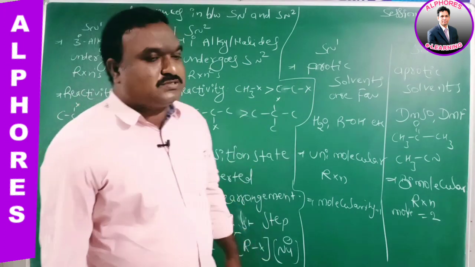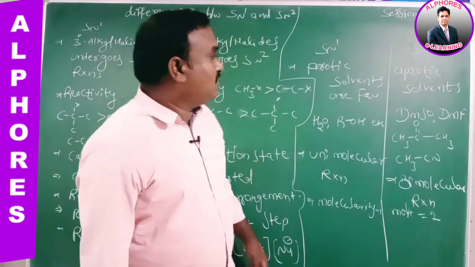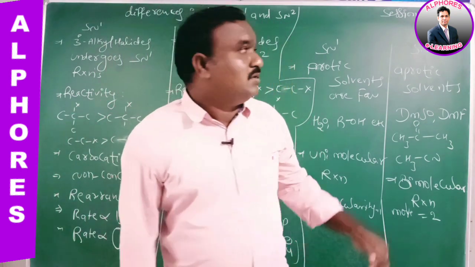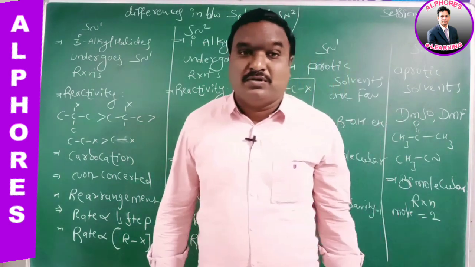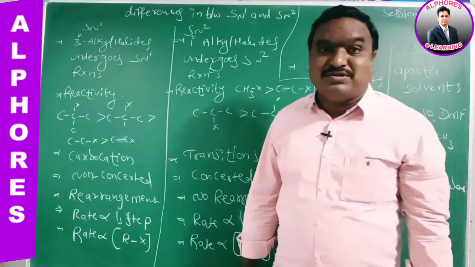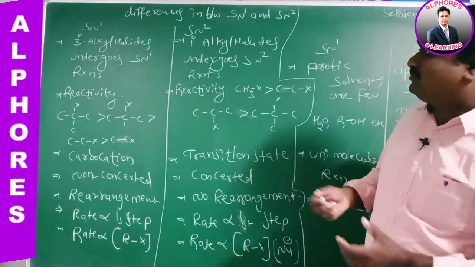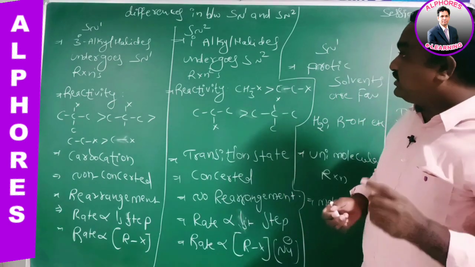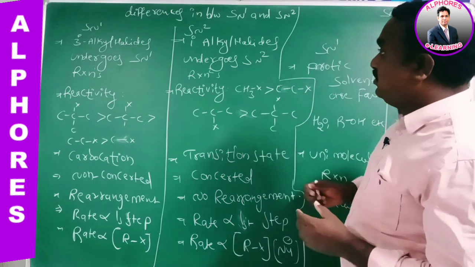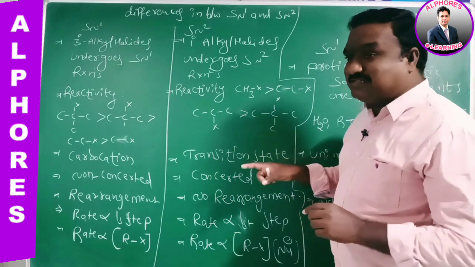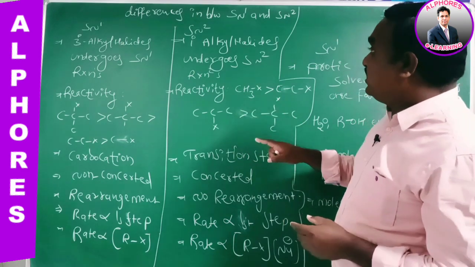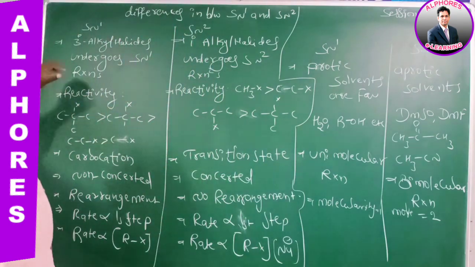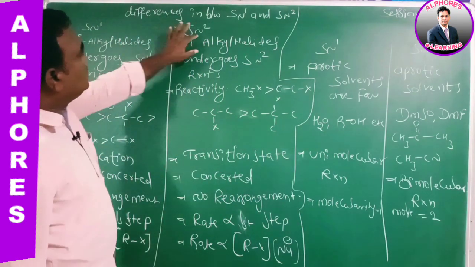We are going to discuss the differences between unimolecular reactions and bimolecular reactions in session 7 here. In session 6 we discussed nucleophilic substitution reaction types and the mechanisms of unimolecular and bimolecular reactions. Now we will discuss the differences between SN1 and SN2 reactions. Here SN1 reaction is given, SN2 reaction is given.